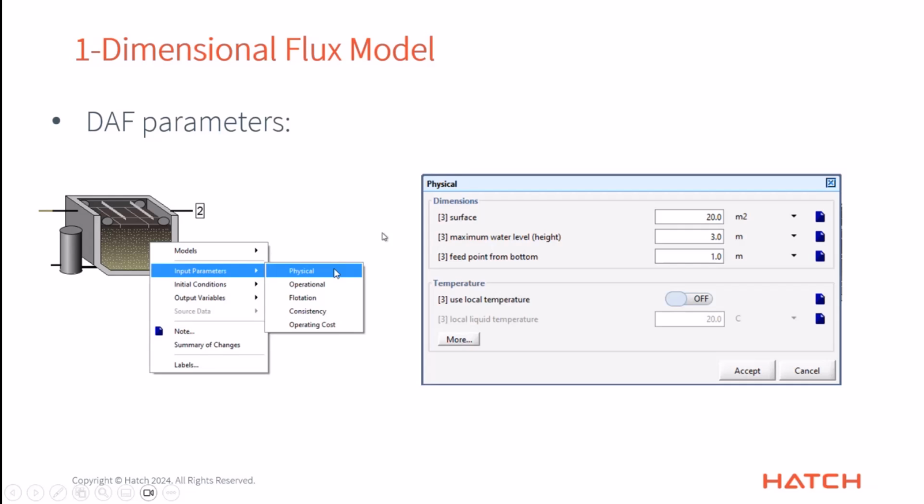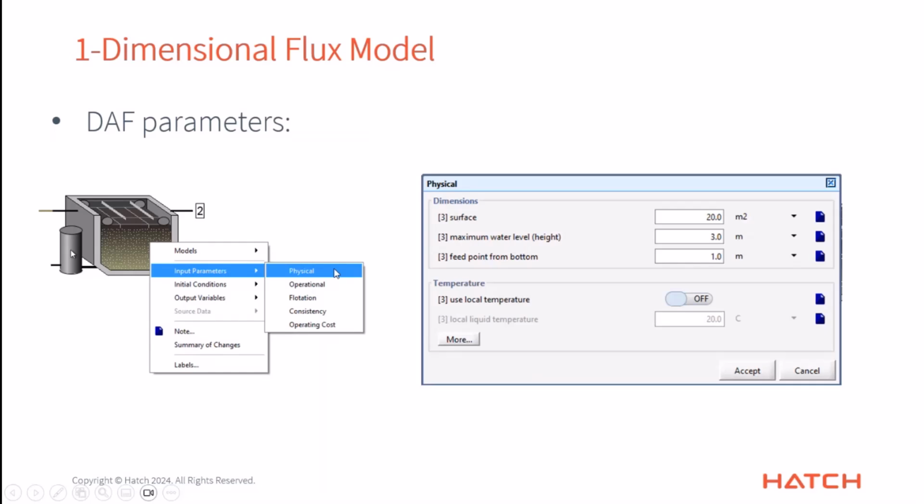So obviously the first one is the physical menu. Just like any of the other GPS-X units, basically we're just specifying what is the size of this thing. So we're looking at the surface area. What is the surface area on the top? And then what is the height here? And then what is the feed point? That's basically where the flow is coming into here.